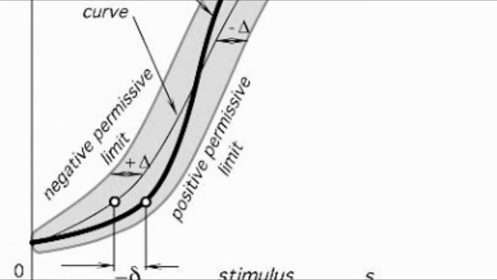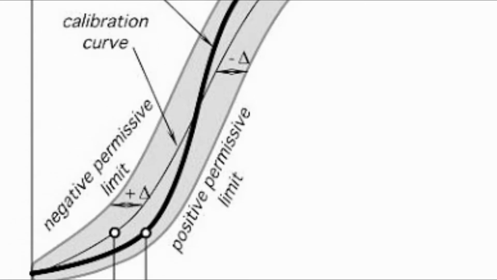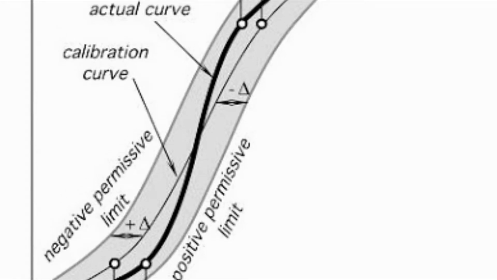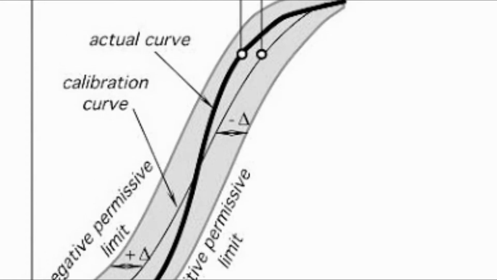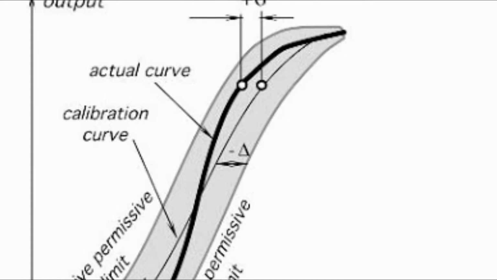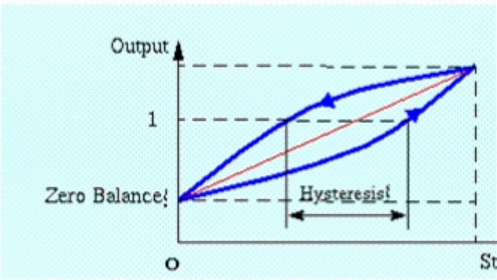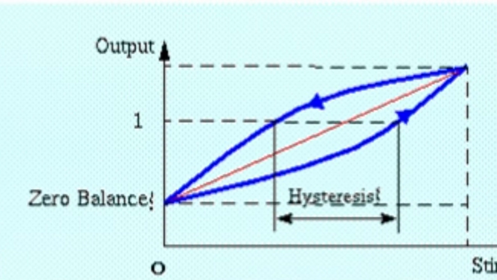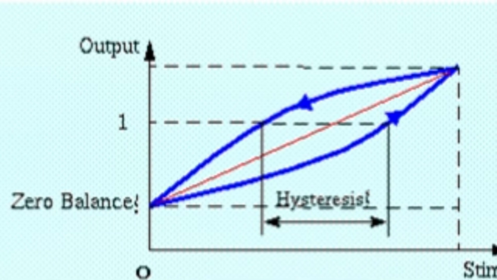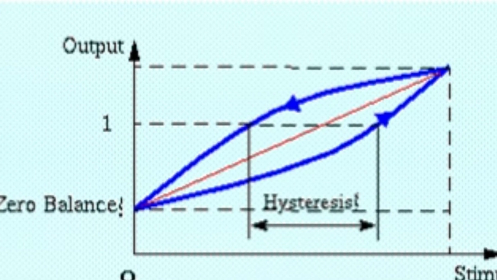Sensitivity. Sensitivity is defined as the change in output per unit change in input of the property being measured. The sensitivity of the sensor may be constant or linear for the entire range of sensor or vary exponentially if the sensor is a nonlinear sensor.